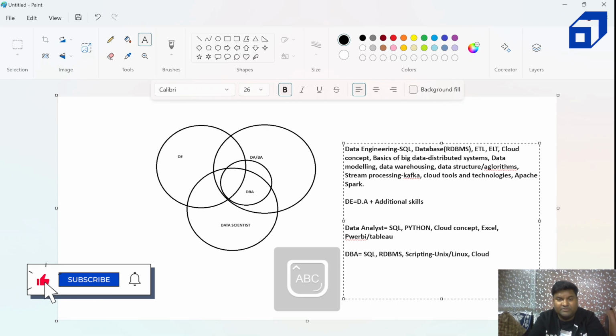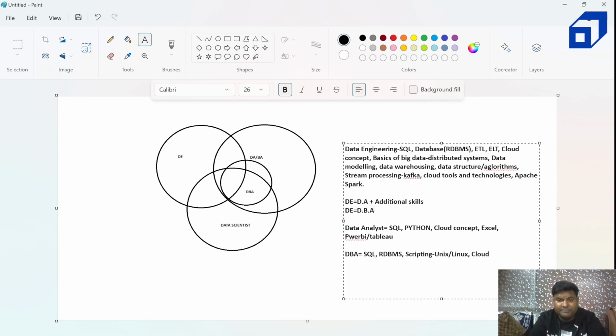DE is also equal to DBA plus additional skills. A DBA can also become a data engineer provided he or she learns all those skills which are required, as I have mentioned above. So, data engineering already knows these things, but on top of that, what are additional things they need to learn so that they can, you know, start appearing for data engineering roles or the interviews.